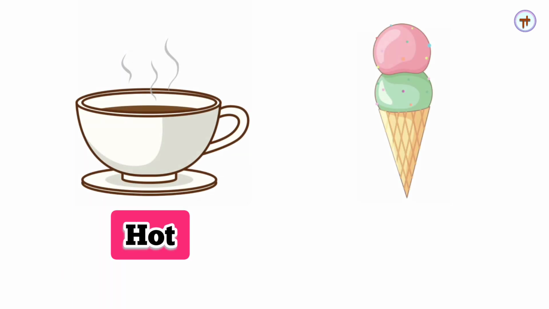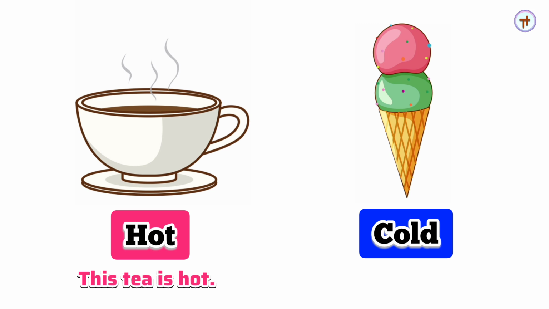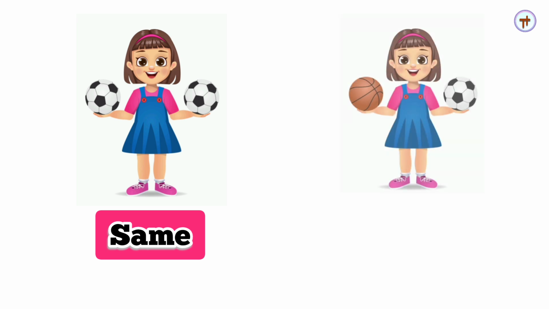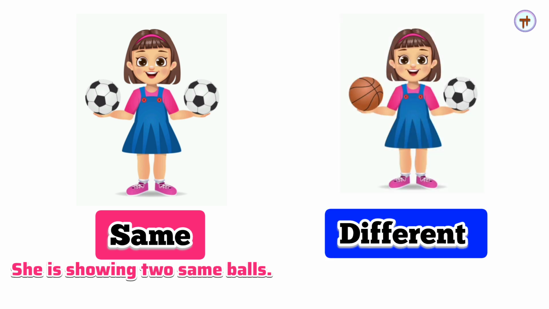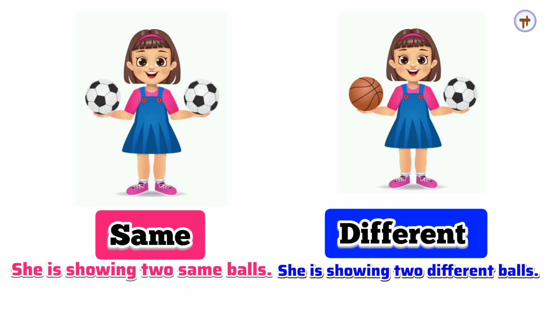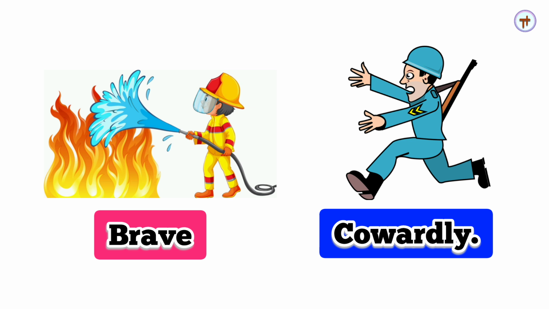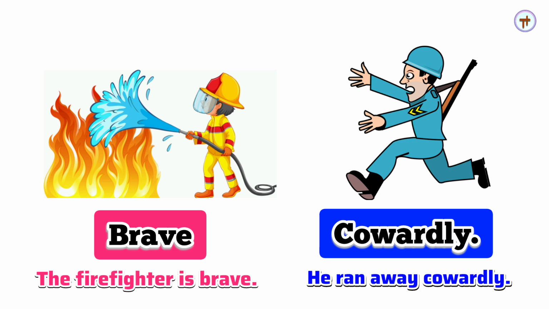Hot, cold. This tea is hot. This ice cream is cold. Hot, cold. Same, different. She is showing two same balls. She is showing two different balls. Same, different. Brave, cowardly. The firefighter is brave. He ran away cowardly.